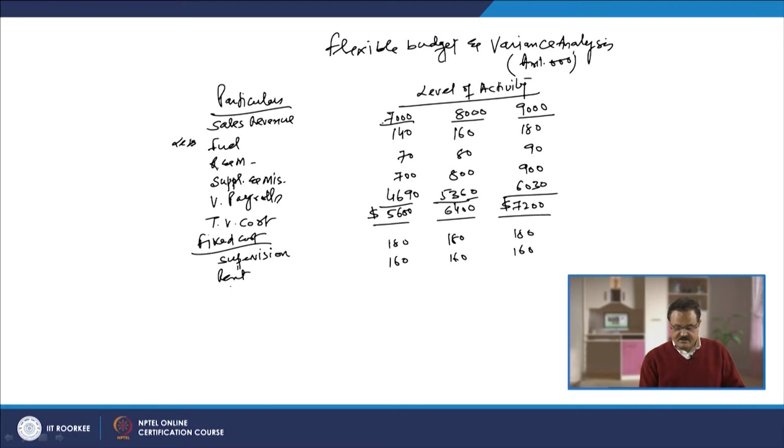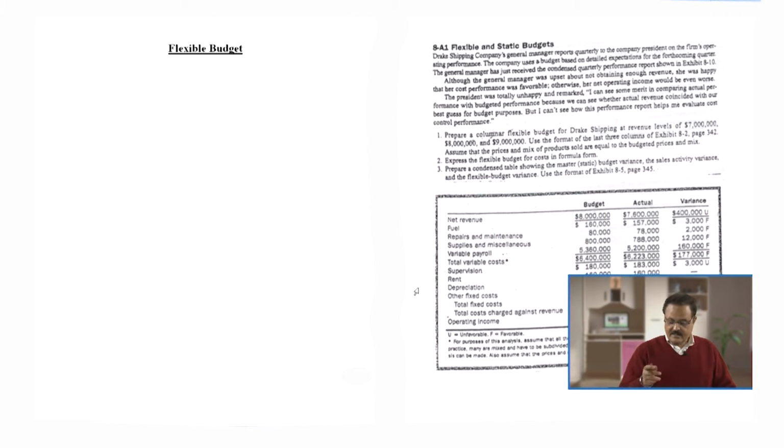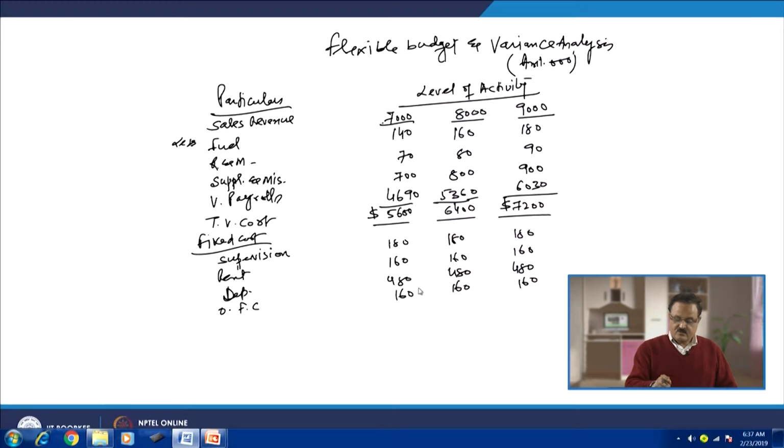Then is the depreciation. What is the depreciation cost now? Depreciation is 480, and it is the 480, right. Then is the other fixed cost, OFC. Other fixed cost is, what is given to us is 160, this is again 160, and this is again 160,000 same. So, it is 1,80,000, 1,60,000, 4,80,000 and 1,60,000, right.